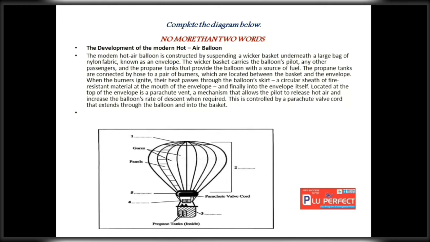Now the keywords are, we can say, propane tanks. Yes, this is also a keyword. Also parachute valve cord. So with the help of these keywords we can identify where exactly the location of this diagram is given in the passage.